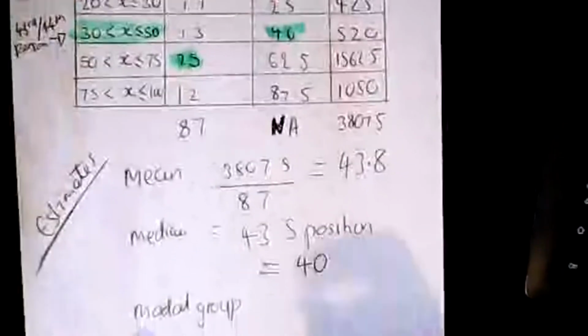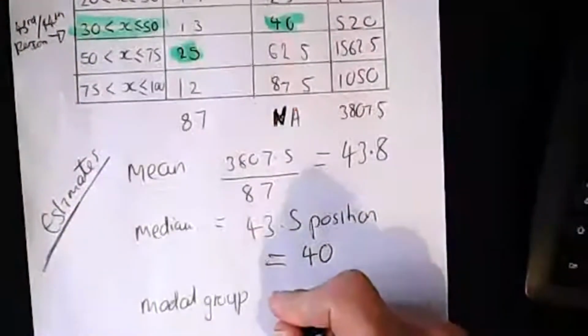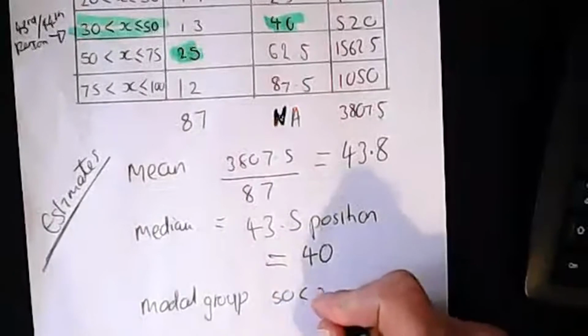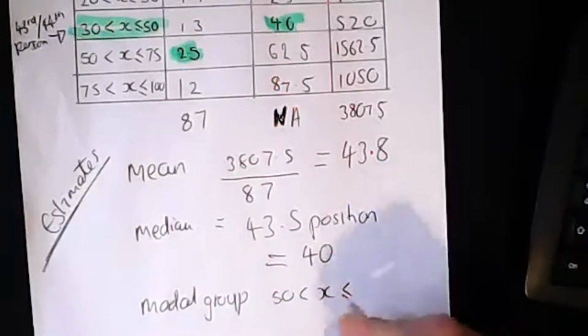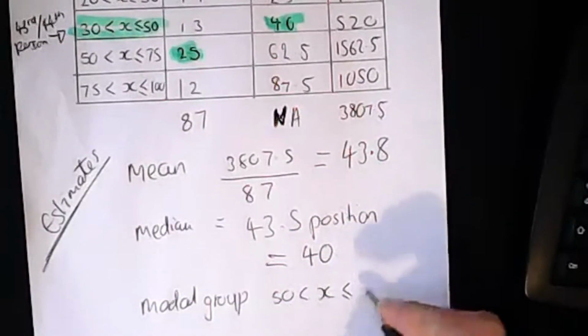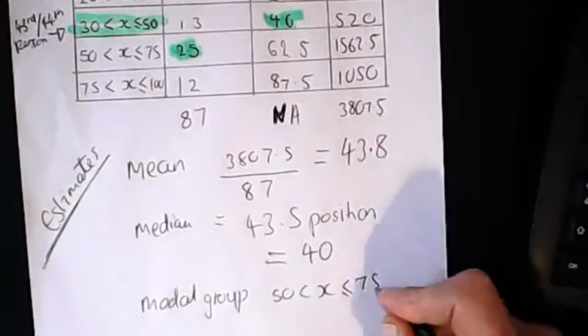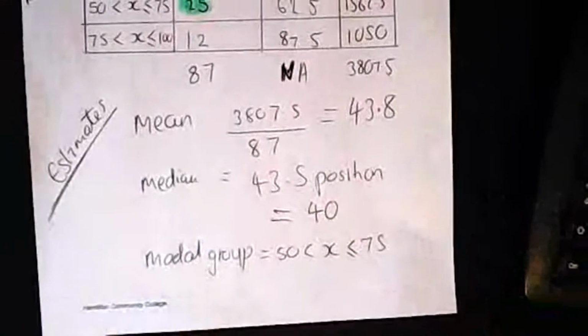So we can write modal group 50 less than x, less than or equal to 75. Just like so. And there we have it, folks. Mean, median and mode estimated.